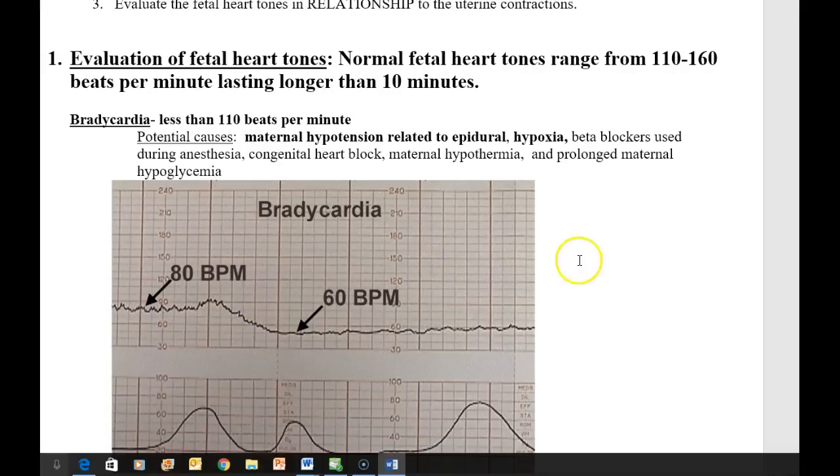So anything that lowers the maternal heart rate can lower the baby's heart rate, such as maternal hypotension related to epidural. This is one of the most common causes of a dip in the baby's heart rate: after the epidural the maternal blood pressure goes down, and then there is decreased oxygen at the placental site. Beta blockers, of course, decrease maternal blood pressure. Congenital heart blocks, maternal hypothermia, and prolonged maternal hypoglycemia will cause a decrease in maternal heart rate too, and blood pressure. So those are things that can cause bradycardia.